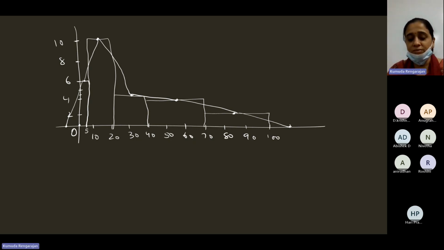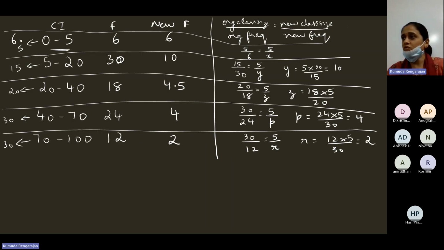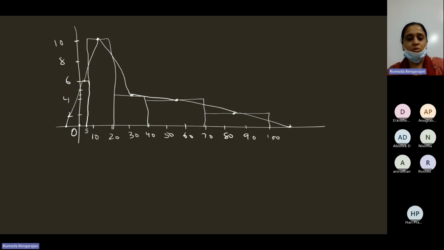See, we'll just assume that this one has a uniform class size, okay? 0 to 10, 10 to 20. So what you should do is before this, 0 to minus 10, so minus 5. You should mark that point here. And after 100, so 100 to 110, so 110. So this is the midpoint. This is the midpoint. So you should join the midpoints, like this.